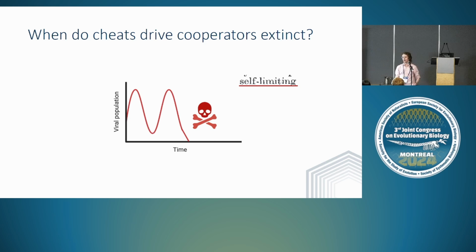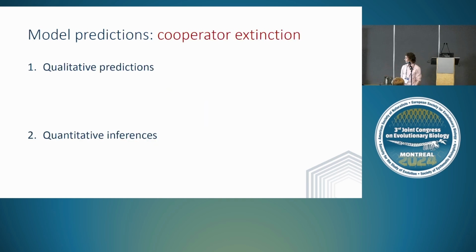Okay, so there's a lot that we can do with this kind of approach, there's a lot that we might be interested in. I'm going to focus in for the rest of this talk on this question of when do we get cheat-driven extinction. I think this is the big question from a social perspective. And we're going to start off by using this model to get some qualitative predictions on when that might happen.